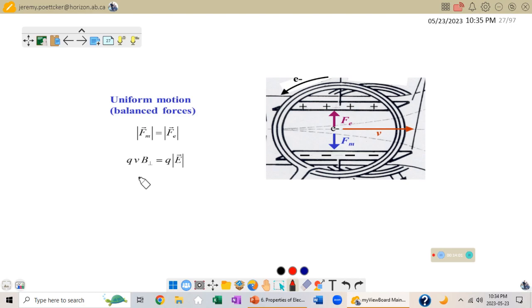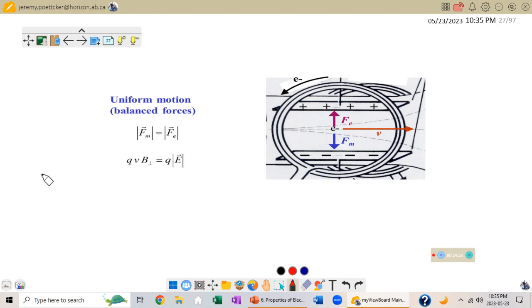Lovely, there it is. Just to make sure, on your formula sheet, the perpendicular sign is between the V and the B. It doesn't matter. Here it's showing that the magnetic field is perpendicular to the velocity. On your formula sheet, it's showing that the velocity is perpendicular to the magnetic field. Both ways say the same thing. So QVB is equal to QE. Those are both formulas right off of your data sheet.